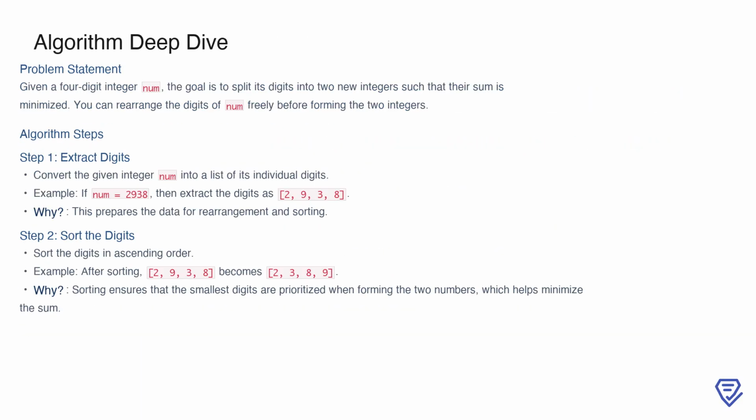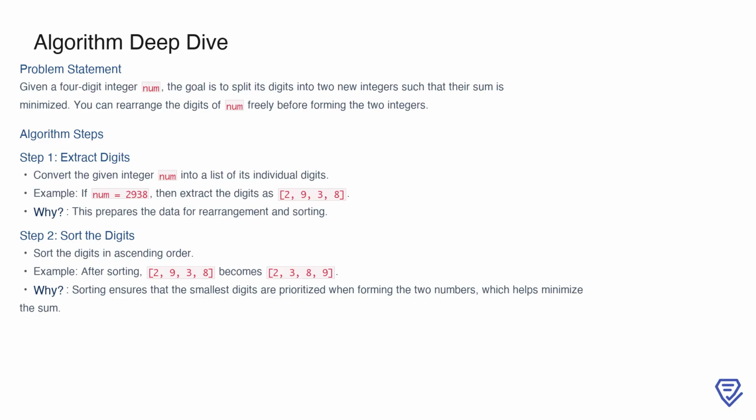To solve this problem, the goal is to take a 4-digit number, split its digits into two integers, and rearrange them so that the sum of these two integers is minimized. The first step in achieving this is to extract the individual digits of the number. For example, if the input number is 2938, we break it down into its digits, 2, 9, 3, and 8, forming the list 2, 9, 3, 8. This step is essential because it allows us to manipulate and reorganize the digits freely.